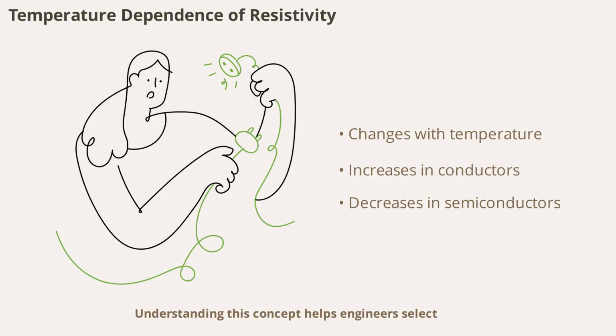Understanding this concept helps engineers select the right materials for specific applications. Now, let's move on to how resistors combine in circuits, starting with resistance in series.